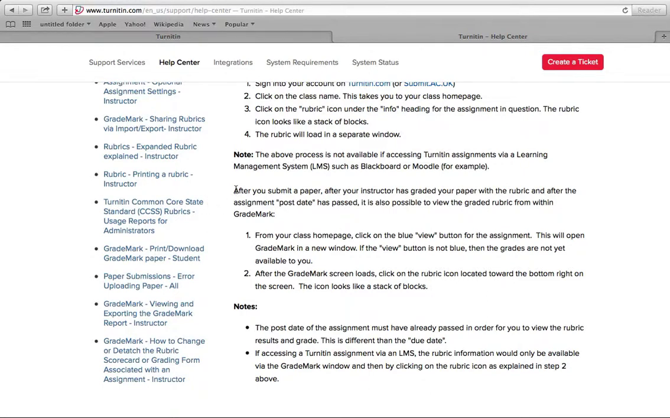And so we want to look at this part, how to look at it after you've submitted a paper, since I just created it. Basically, you go to the home page and then you click on the View button for the assignment, and that opens GradeMark in a new window. And the grades are now available, so you shouldn't have a problem with this. And if you look at the bottom right and click on the rubric icon, which looks like a stack of blocks, that will open up the rubric.